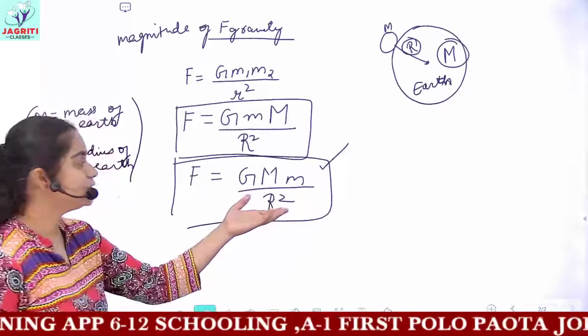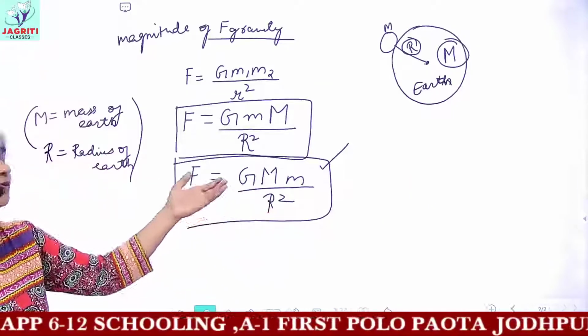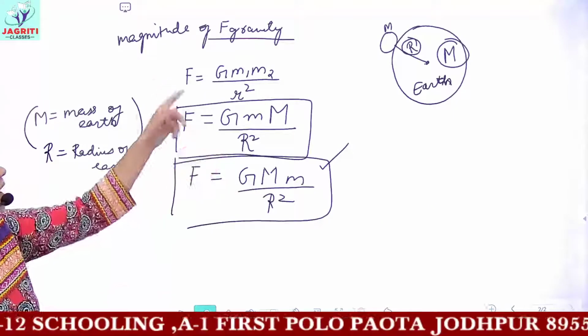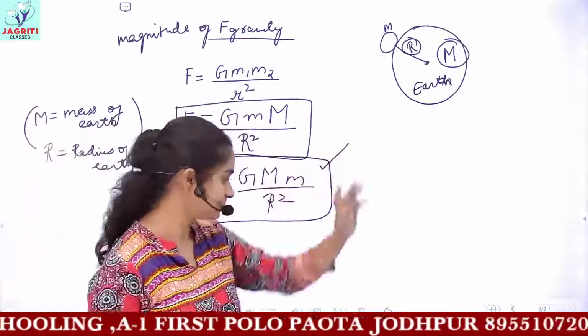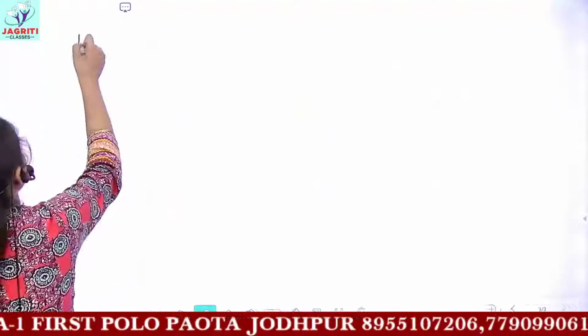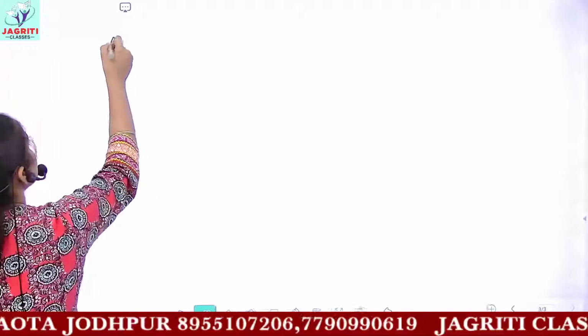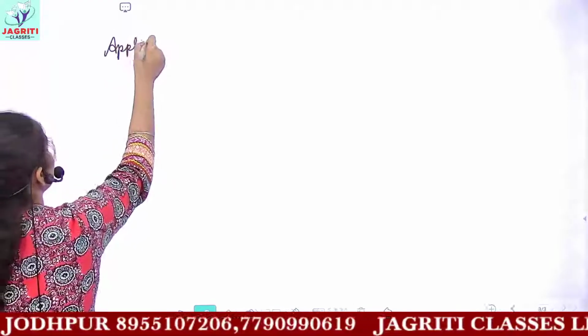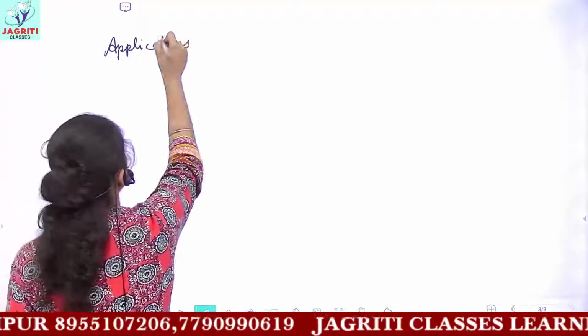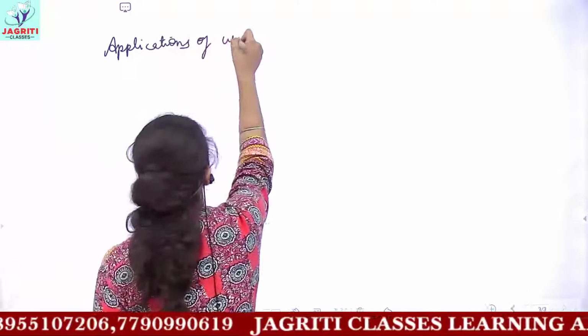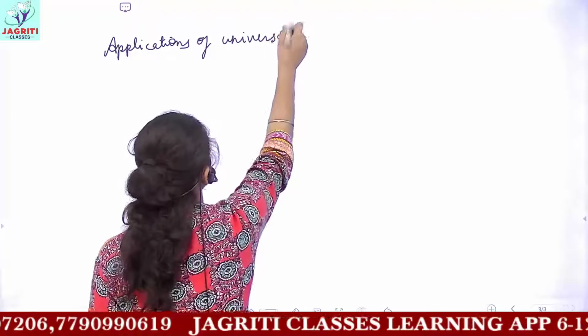Now this gives you the formula for the force of gravity whenever you have one object to be your earth. Now you will be dealing with the applications, or uses, of the universal law of gravitation. It's better to write applications here.